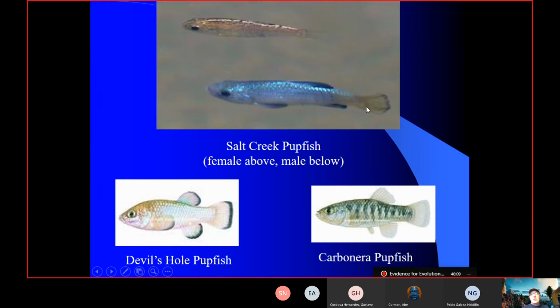The one that you can see in Death Valley is the Salt Creek pupfish, and you can watch these guys chase each other around while they compete for females. Females tend to be more camouflaged. Here's the one that lives in what they call Devil's Hole. Here's another one, the Carbonera. So you can see they're pretty similar to one another, but they have changed to fit their own environment. Evolution happening now.